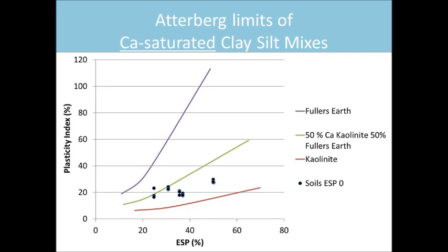as you increase the amount of Fuller's Earth in the sample, the plasticity index linearly increased, and that the soils all plotted between the half kaolinite, half Fuller's Earth mix and the kaolinite mix. So their plasticity was much lower compared to pure smectite minerals also, and that the soil smectites are still not behaving the same as the pure smectite minerals.